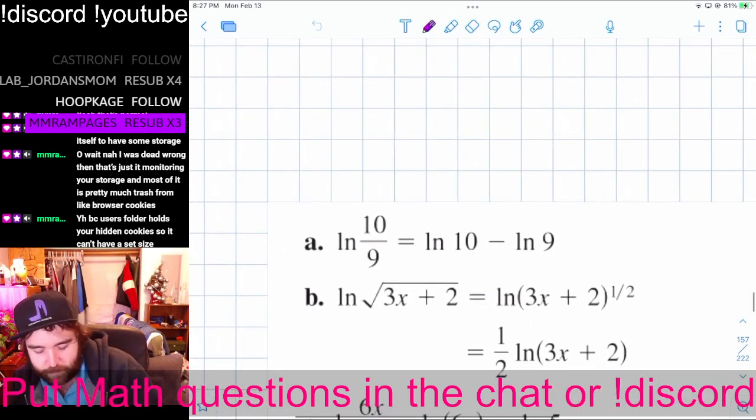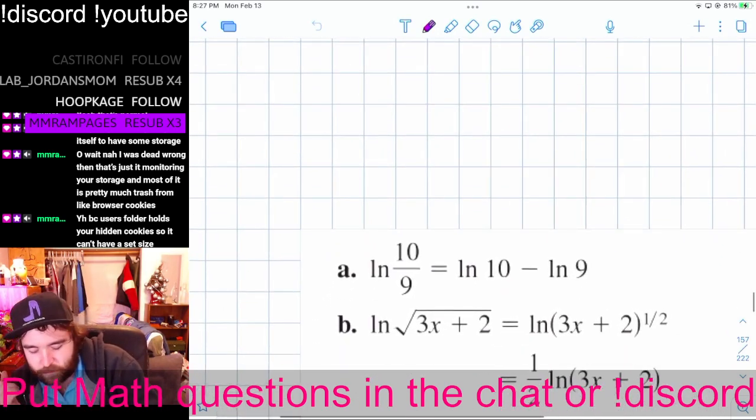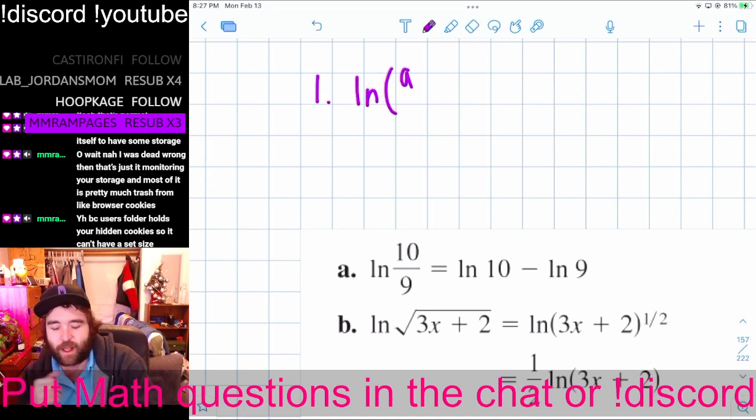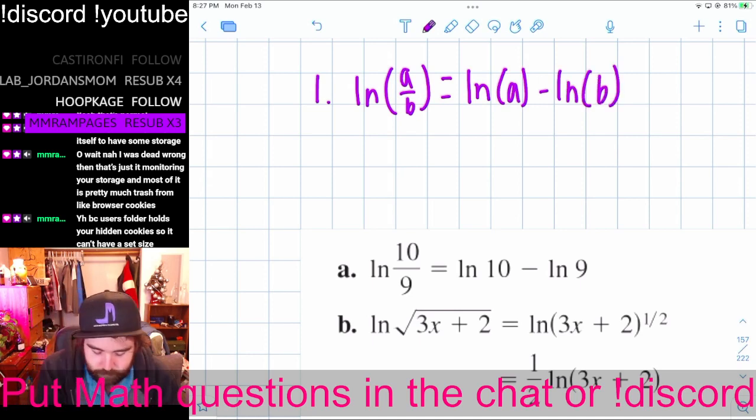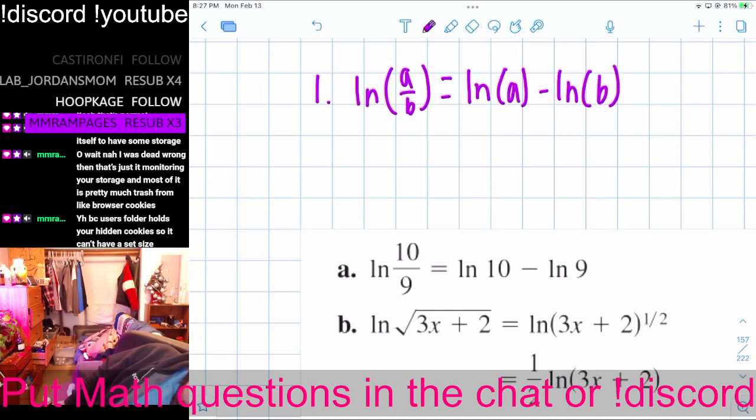So if you were trying to make a nice list of all the log properties, which probably would be decent to have in your notes, if we have the ln of a divided by b, something divided by something, that's going to be the ln of a minus the ln of b. Simple enough. I just dropped my pencil.